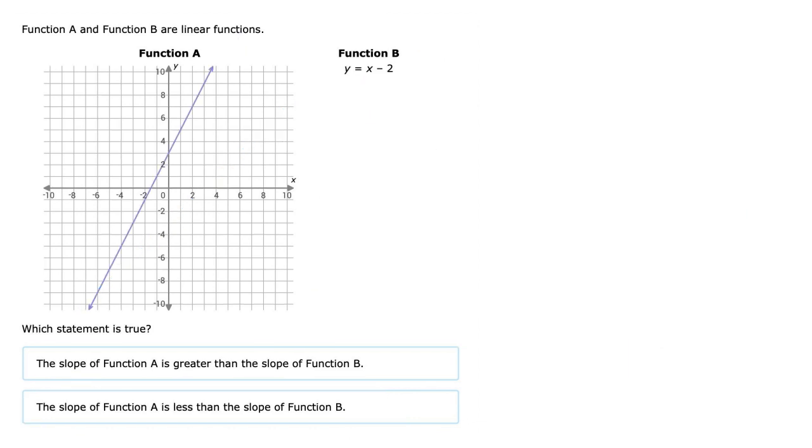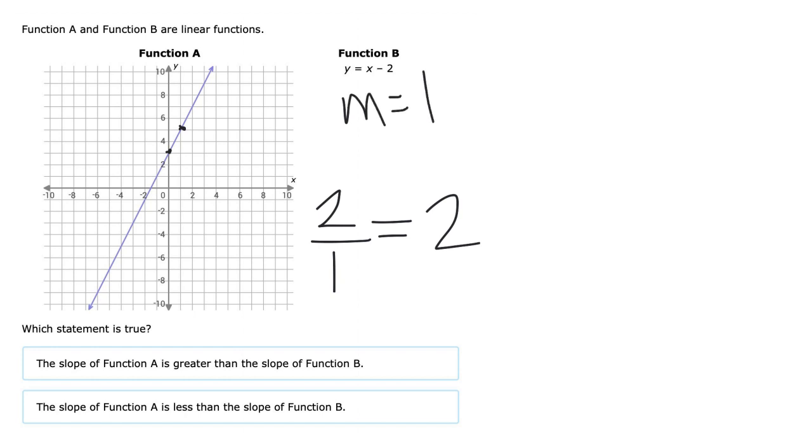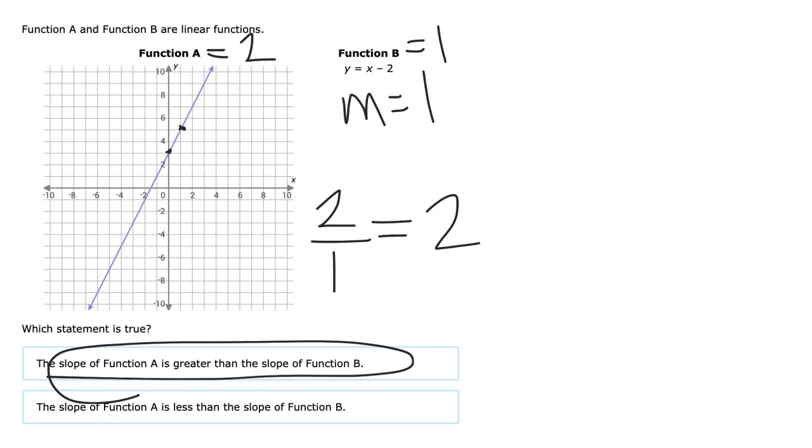Next example, again, I have my graph and I have my equation. I need to do rise over run, so I need to choose 2 points. Those 2 points will work. So I rise 2 and I run 1, so my slope would be 2. Now, on function B, what if x is by itself? That is an automatic assumed 1. So on function B, my slope is 1. So the slope of function A is 2, the slope of function B is 1. Is the slope of function A greater or less than the slope of function B? It is greater, because 2 is greater than 1.